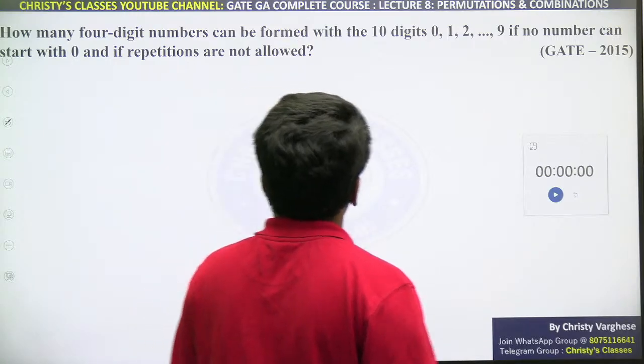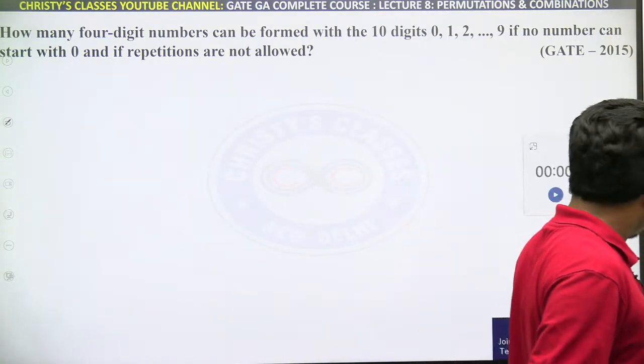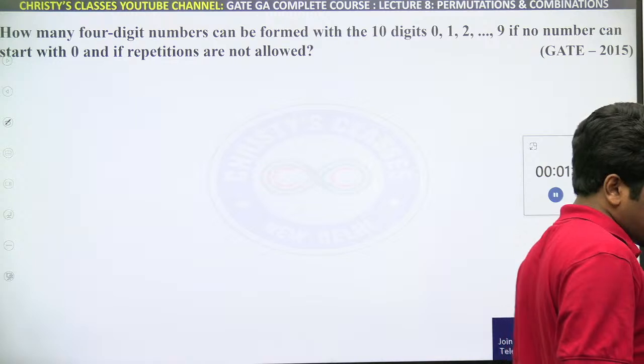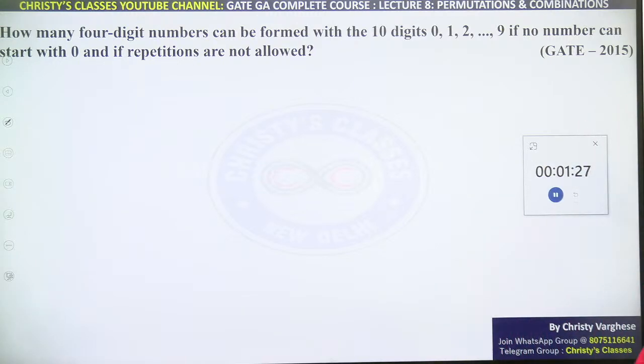A similar question we have discussed already, so try it. This is a GATE exam question. All these are GATE exam questions, the last 3-4 questions we are discussing.